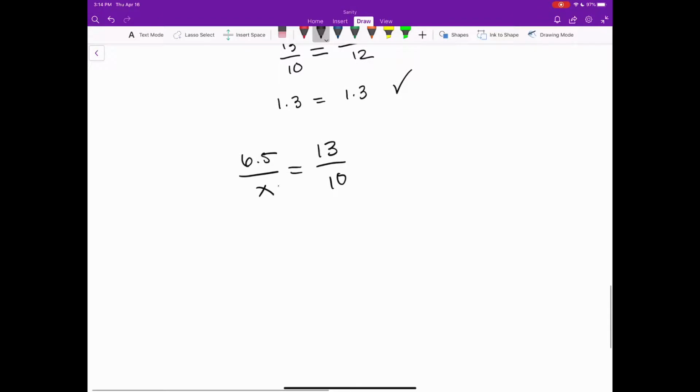What do I got? Cross multiplying, that's going to be 13x equals 65. Divide by 13, and x equals 5.